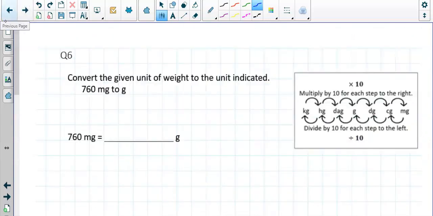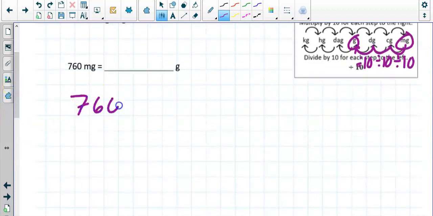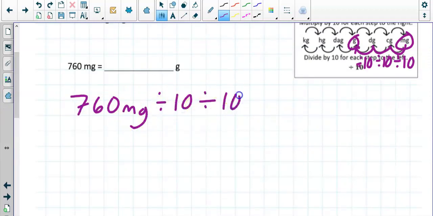Next question. Again, this is just like question number 1. We're going to convert from milligrams to grams. So if you look over here to a little chart, milligrams is down here, grams is up above. So we are converting from small to large, which means that we're going to be dividing by 10 3 times. So we're taking this 760 milligrams and dividing by 10, dividing by 10, dividing by 10, and that will tell us the number of grams we have.